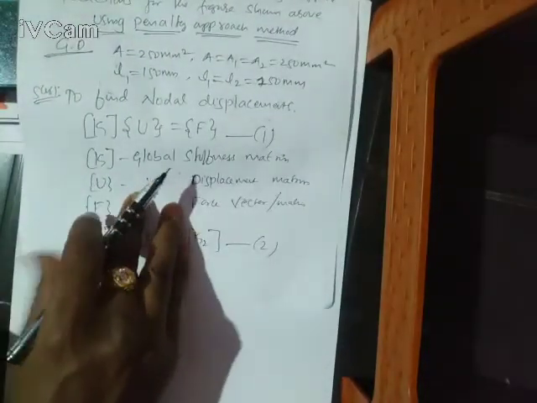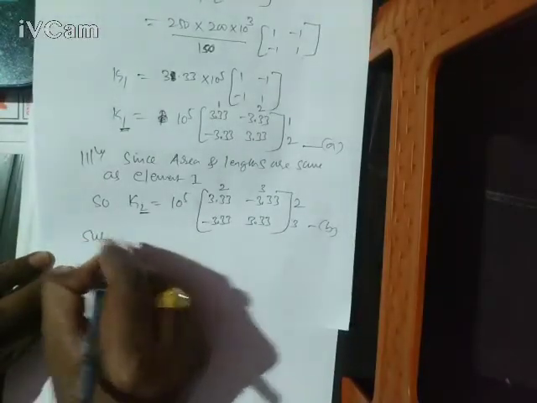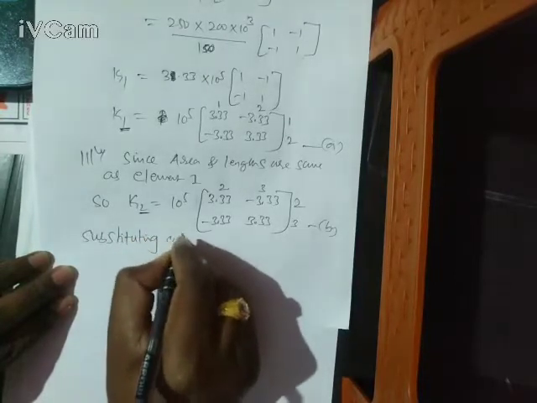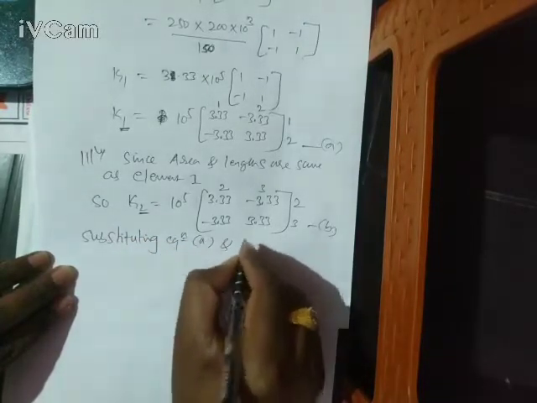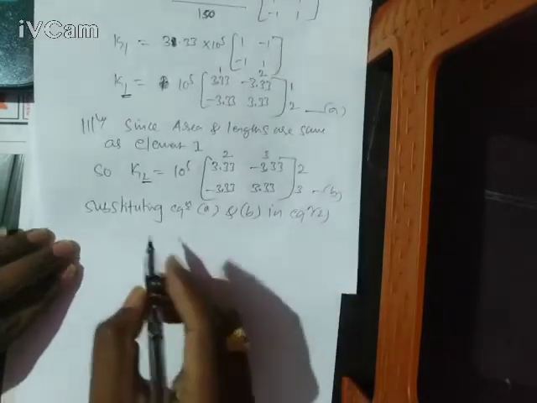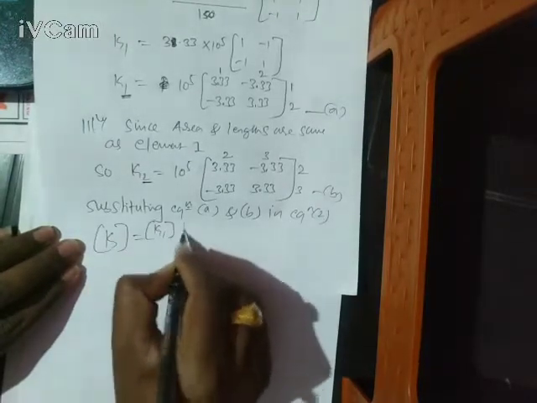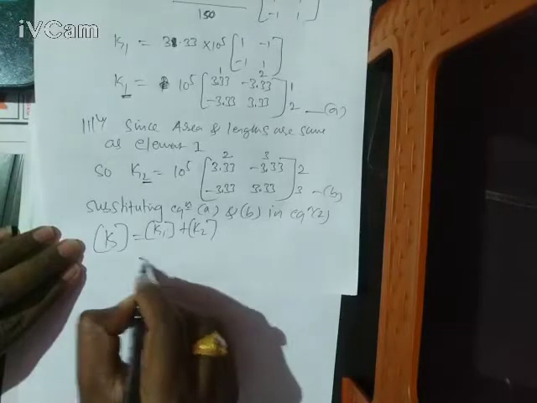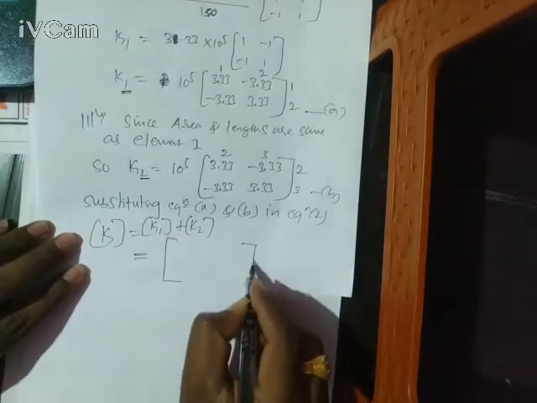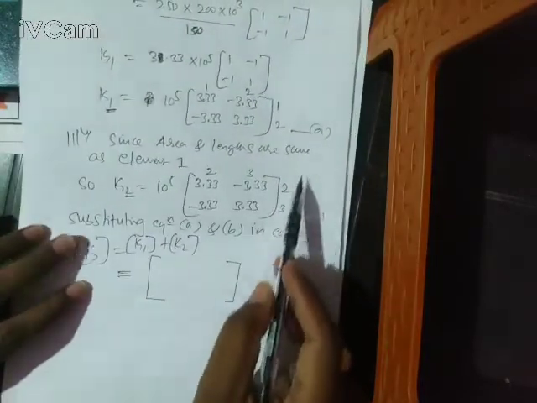Okay, see here, substituting equations A and B in equation 2. So what is my equation 2? K is equal to K1 plus K2. So okay, see here friends, now I am going to add up these two matrices A and B.